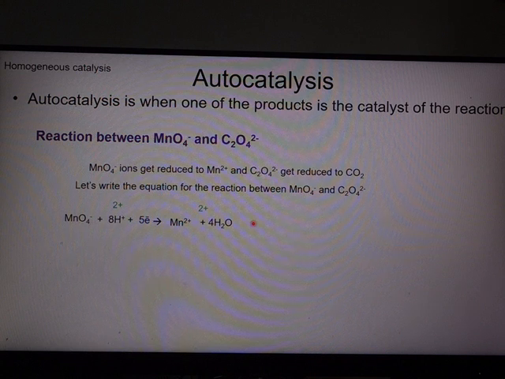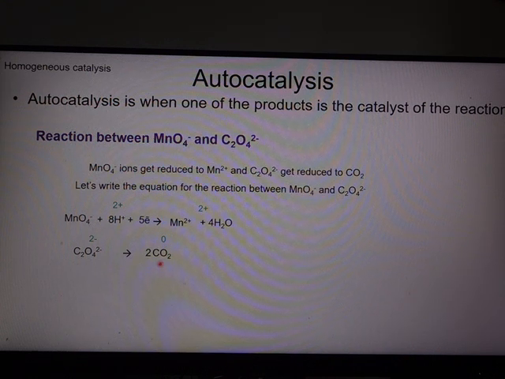Do the same with ethanedioate to carbon dioxide. So here you can see that you need to multiply this one by 2. You look at the charges, it's 2 minus, and here is 0. So you'll need to add 2 electrons on this side to make it 2 minus.